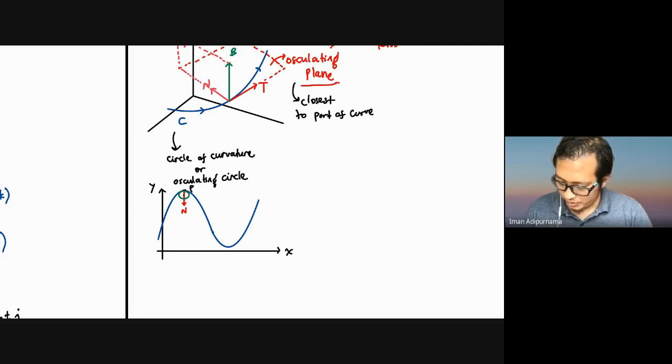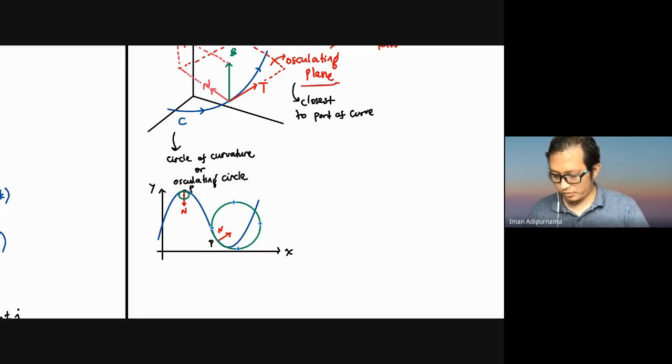Okay. And when we move the P, maybe here, this is N. And we may have the circle. Wait. Okay, maybe around there. And this is the curve C. So, osculating circle.